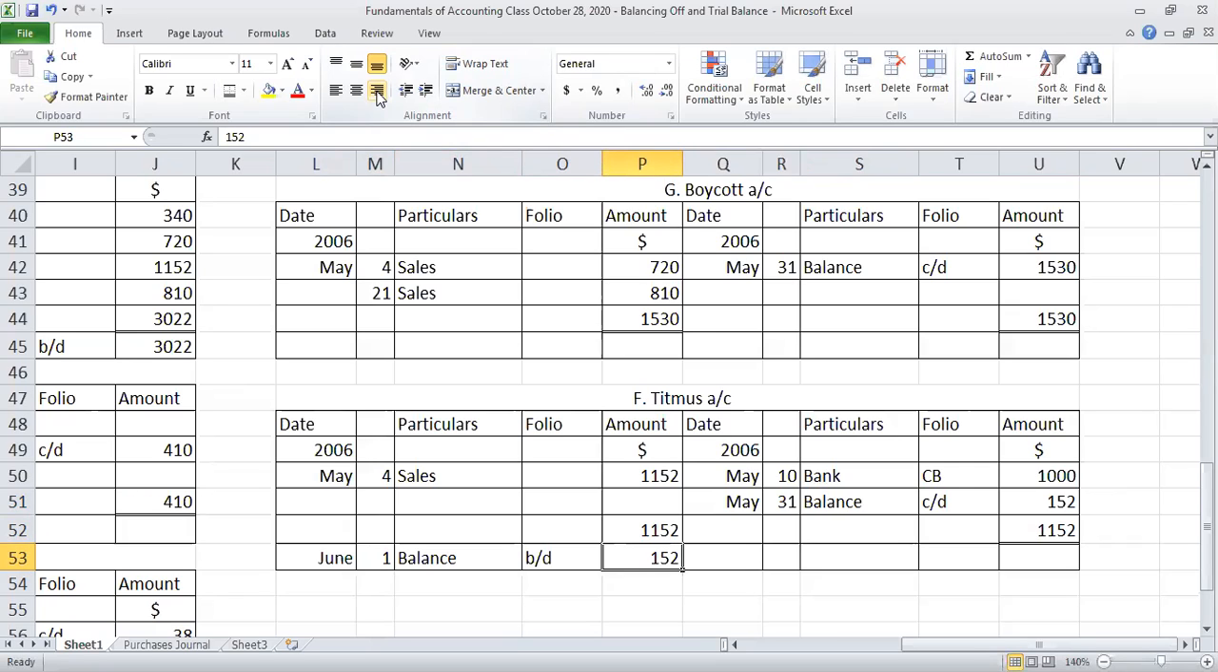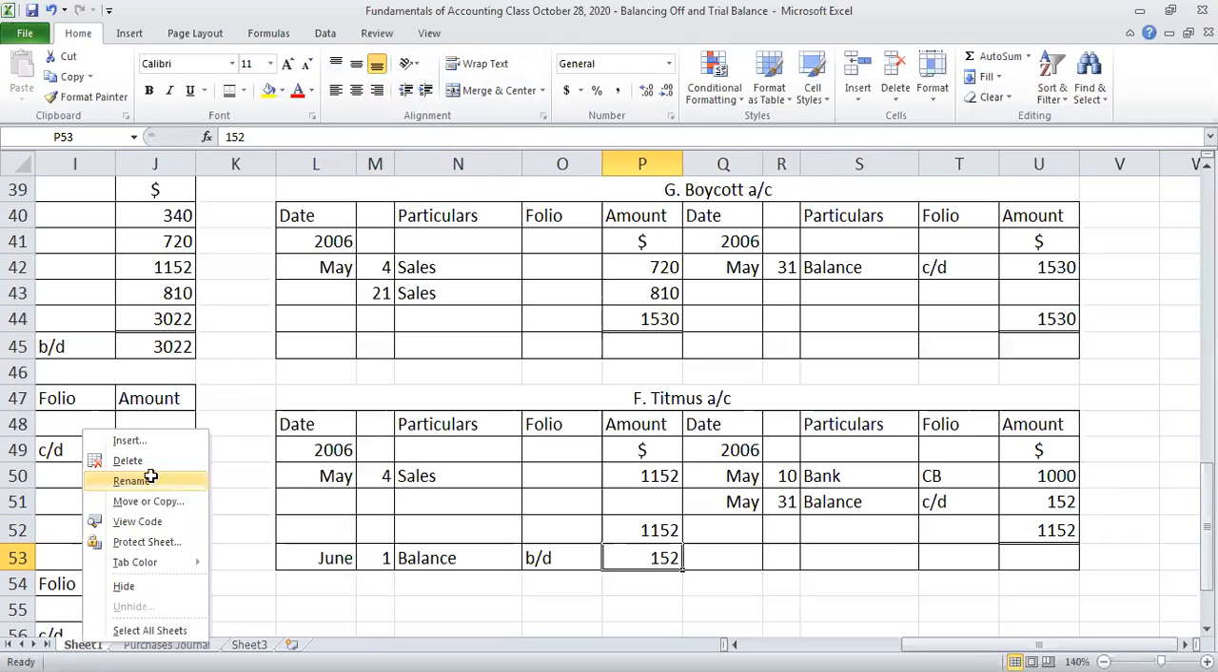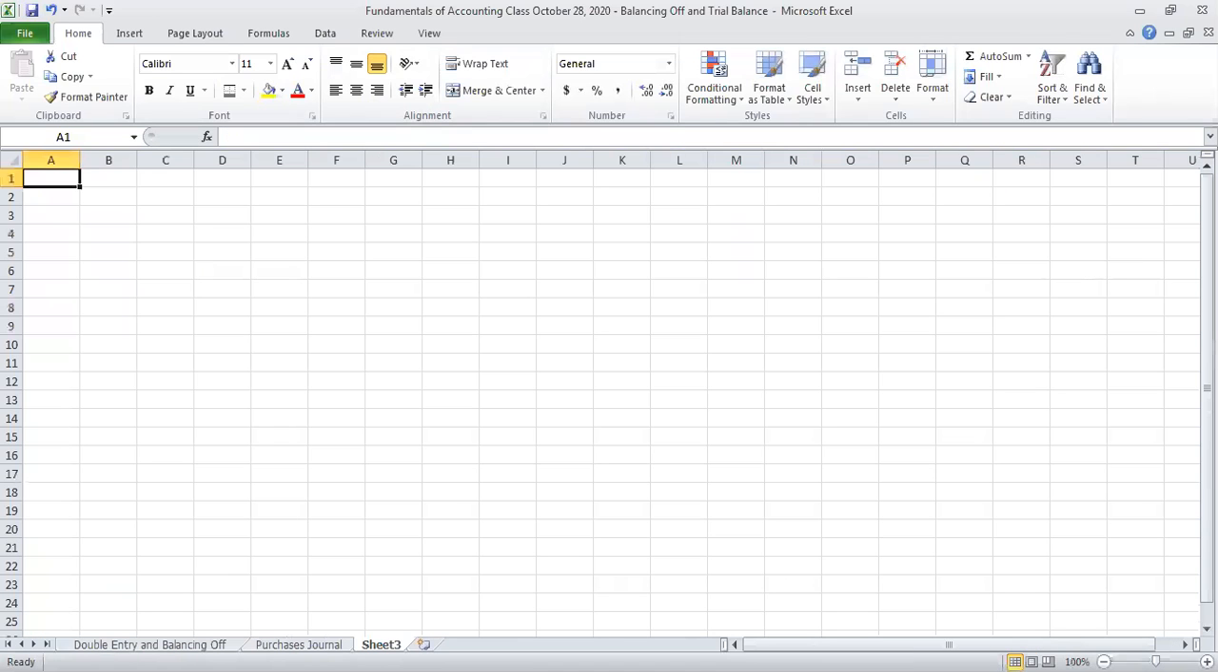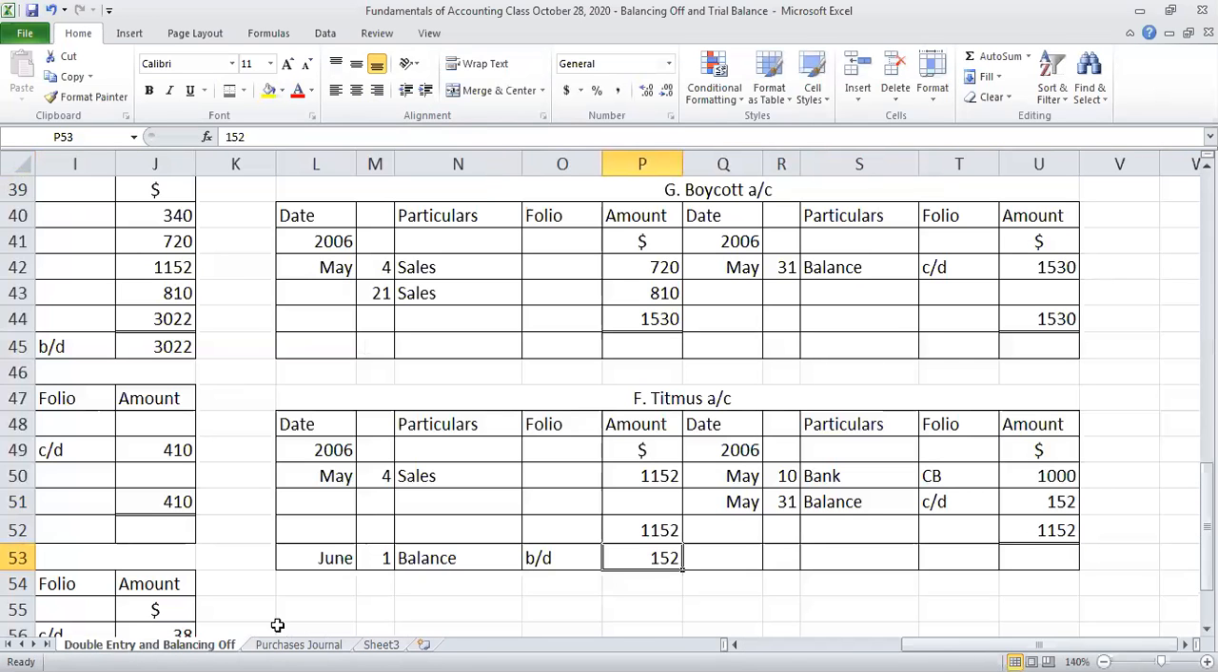All right. I'm going to keep the same Excel account file, but I'm going to go to a new sheet. So this sheet now is where you have the double entry. You will see it on screen shortly. So double entry and balancing off. And then our new sheet now would be our trial balance, right?